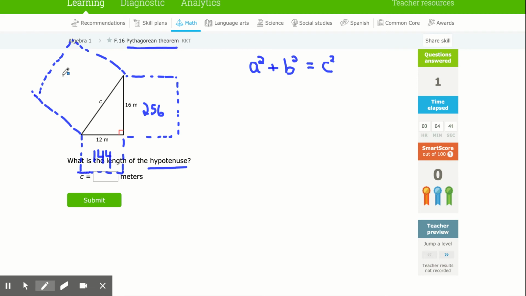Then what we do is we add those two values together to find the area of the largest square, which is going to be 400. And then to find the length of the side, we square root that, or think of a number that times itself is 400, which is 20. So we found the length of the hypotenuse, and that is 20.